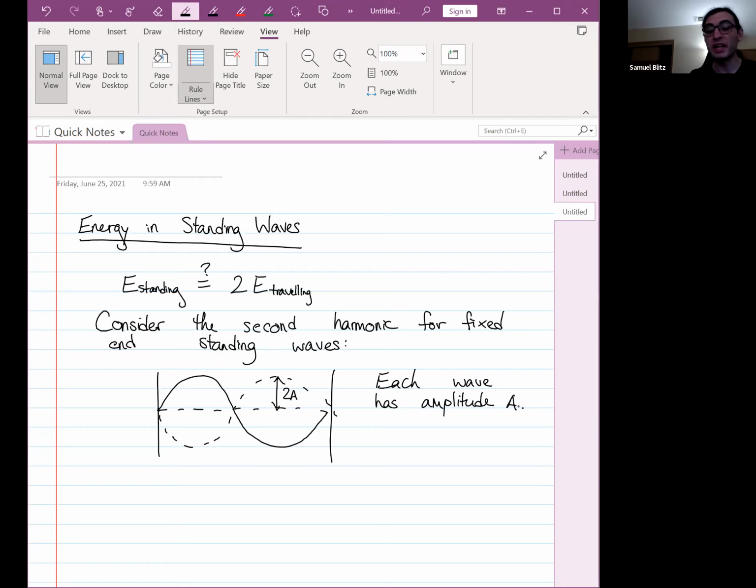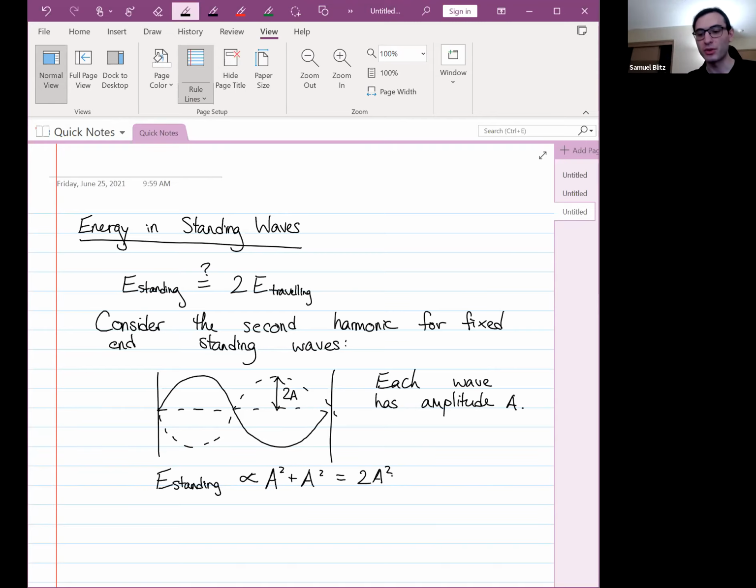So, like I said, the total energy should just be twice the original energy. That would say that the energy in the standing wave should just be proportional to A squared plus A squared, which is 2A squared.